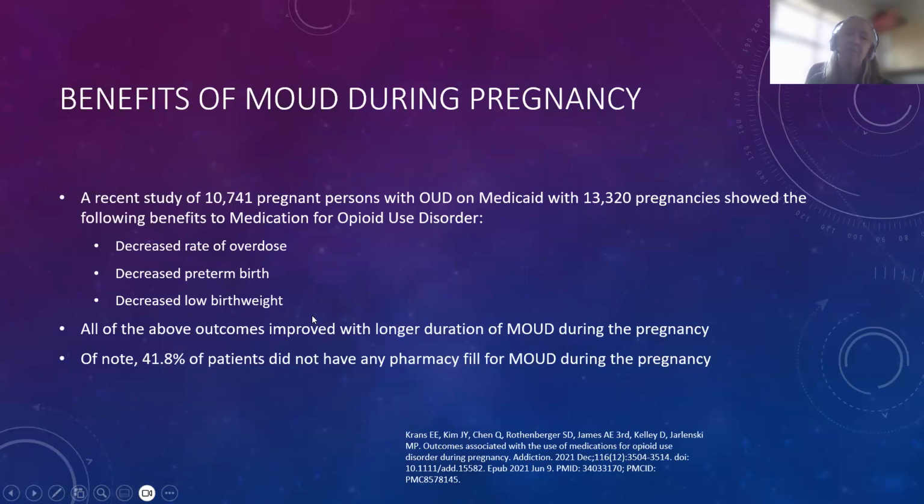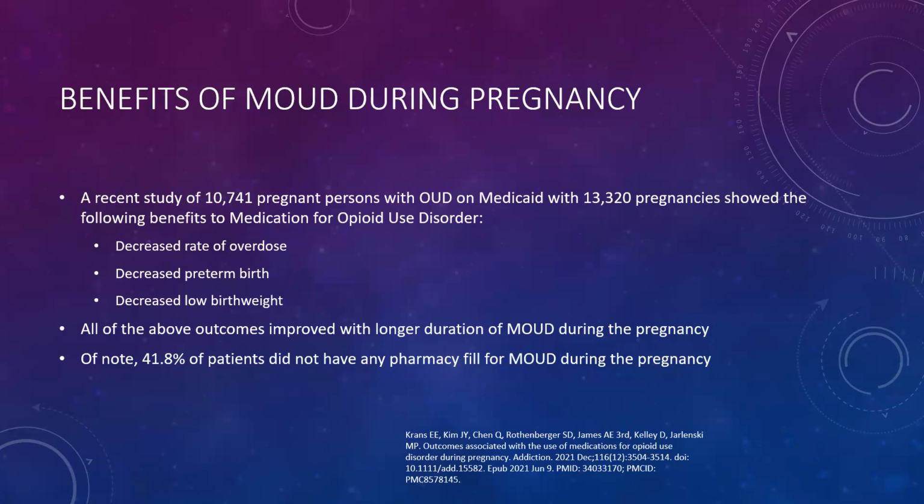Benefits of medication for opioid use disorder. There was a recent study of close to 11,000 pregnant persons with opioid use disorder on Medicaid, a total of 13,320 pregnancies, and they found the following benefits for medication for opioid use disorder, either methadone or buprenorphine. They're both great. Decreased rate of overdose, decreased preterm birth, decreased low birth weight. All of the above outcomes improved the longer that you had them on medication for opioid use disorder during pregnancy. But of note, 42% of patients did not have a pharmacy fill for medication for opioid use disorder during pregnancy. This is standard of care, and almost half of these patients were not getting it.